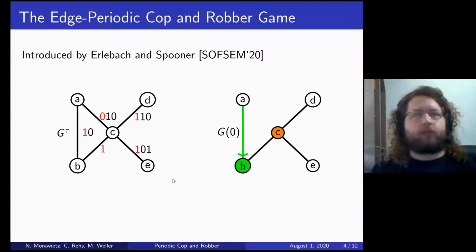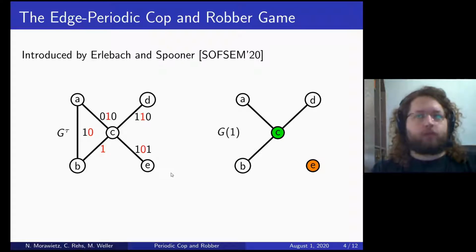So let's say he moves to B, and afterwards, in the same time step 0, the robber can decide to either stay on his current vertex or move to an adjacent one. And after the robber performed his move, we increase the time step by 1, so now we're looking at the graph G of 1, and the cop now can decide to either stay on B or move to C. And in the robber's turn, well, the robber is currently on an isolated vertex, so he cannot move away.